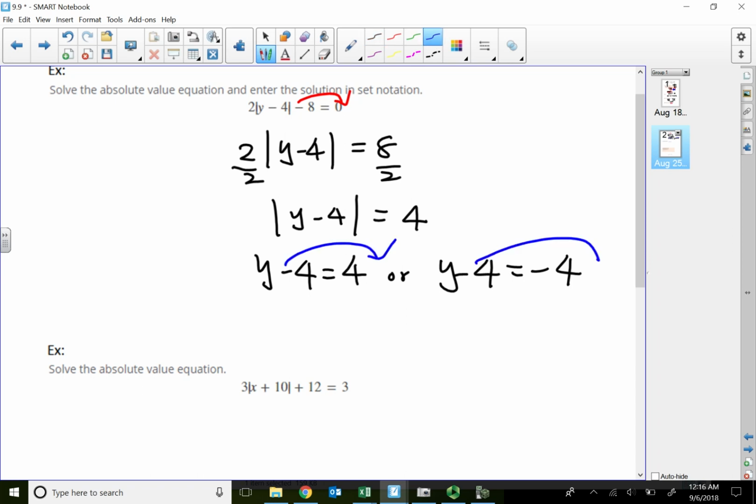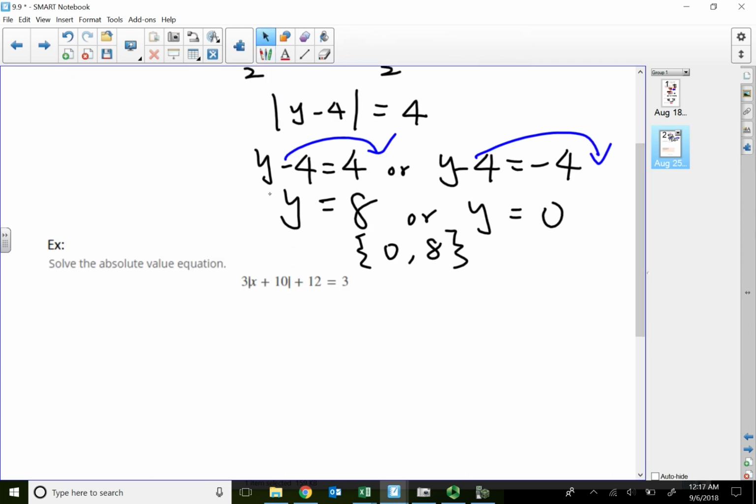All right, let's go ahead and solve it. One of them, negative 4 comes over, becomes positive. Y is equal to 8. The other one is y equal to 0. Put them in the set notation. That will be 0, 8. Normally I just put the smaller answer in the front.